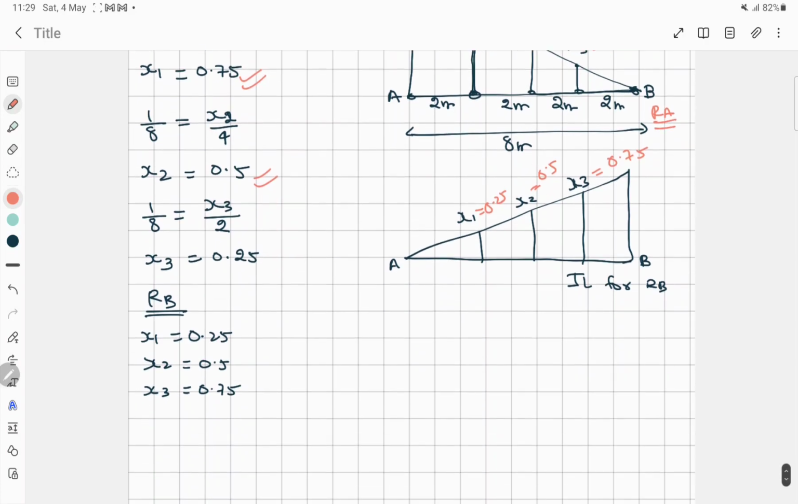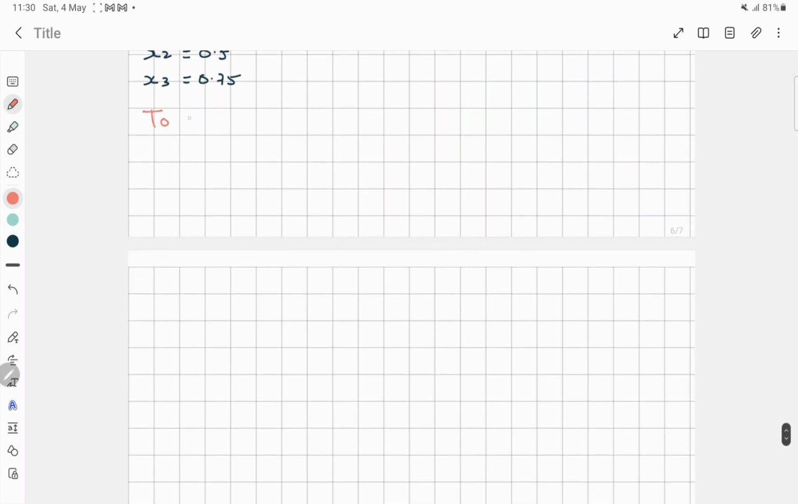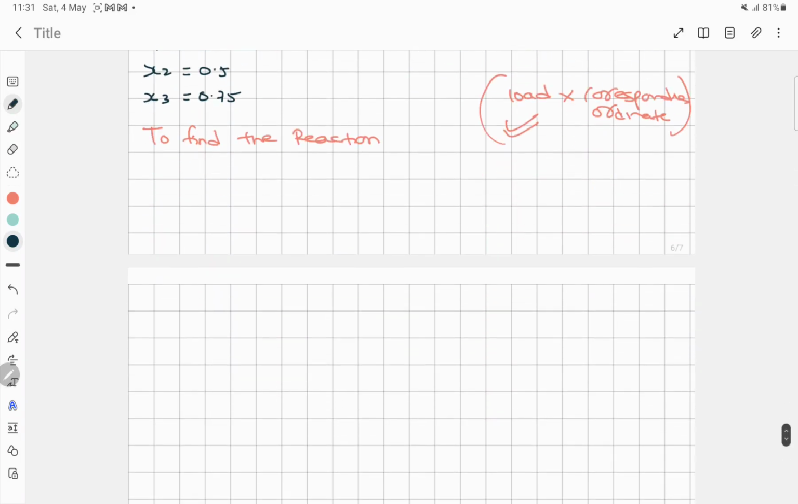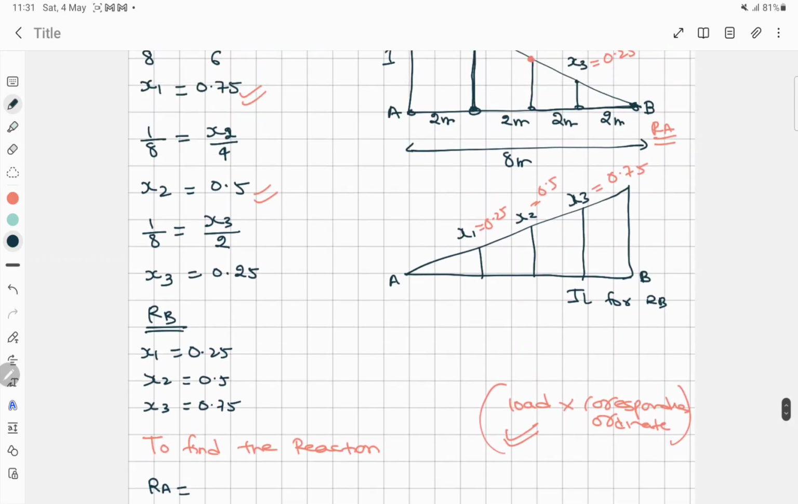So here see, it's just the opposite of the RA diagram. Okay, now we have to find the reaction. And to find the reaction, always remember, in case of the ILD, that is the influence line diagram, we have to multiply the load with the corresponding ordinates. Okay, this is very important to remember. Now here, to find RA, RA is equal to load into the corresponding ordinate.